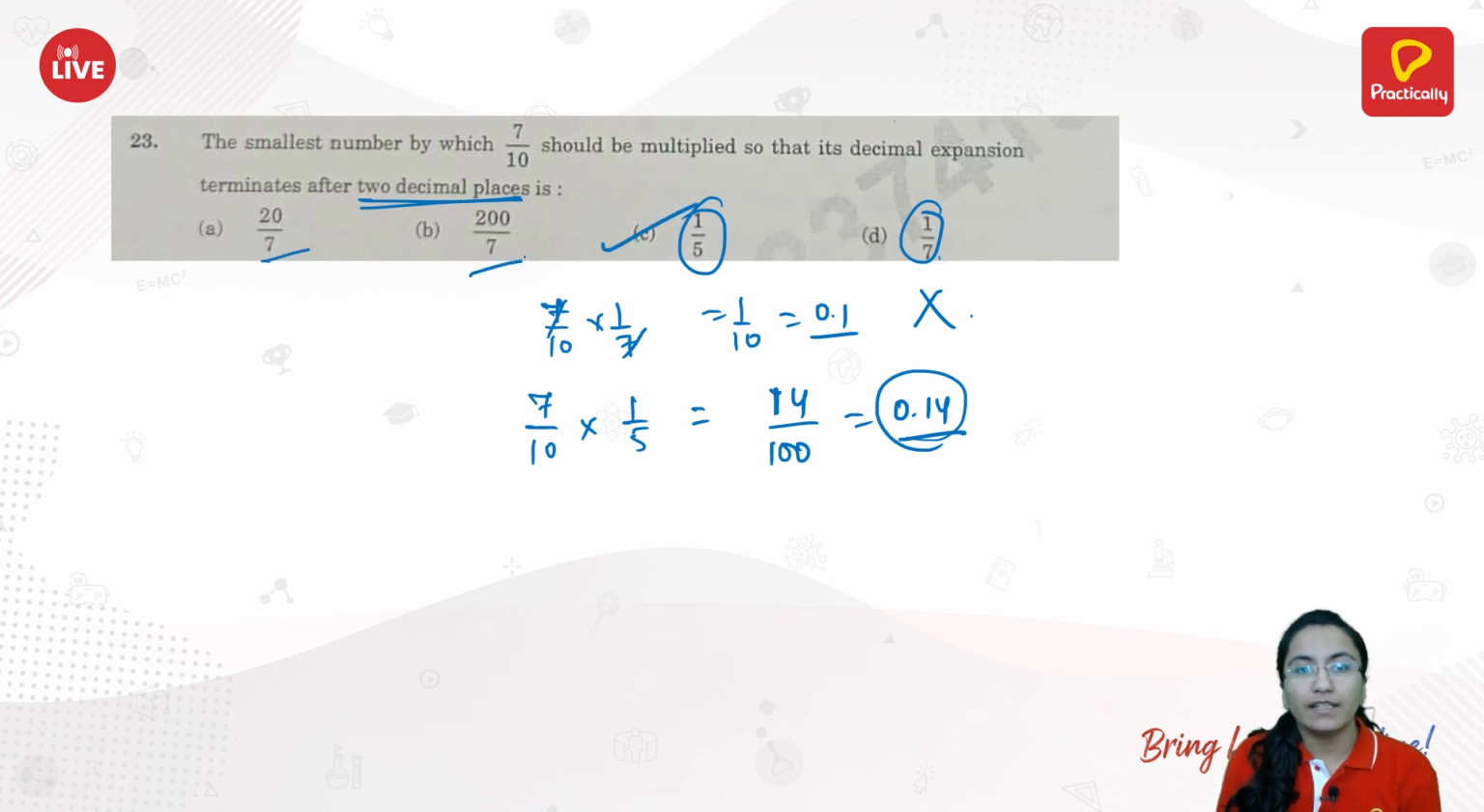Option A and B are greater than 1 by 7 and we are supposed to find the smallest such number out of the given options. So that means option C would be correct.